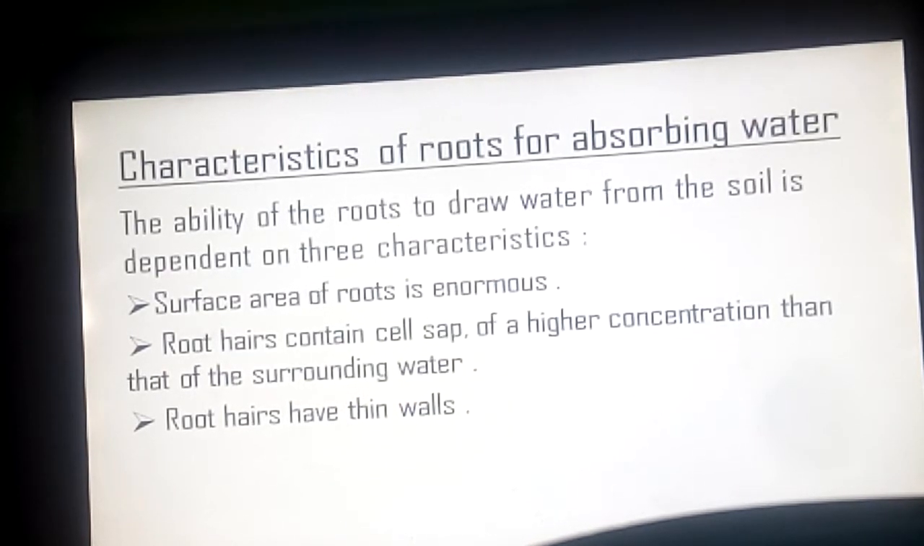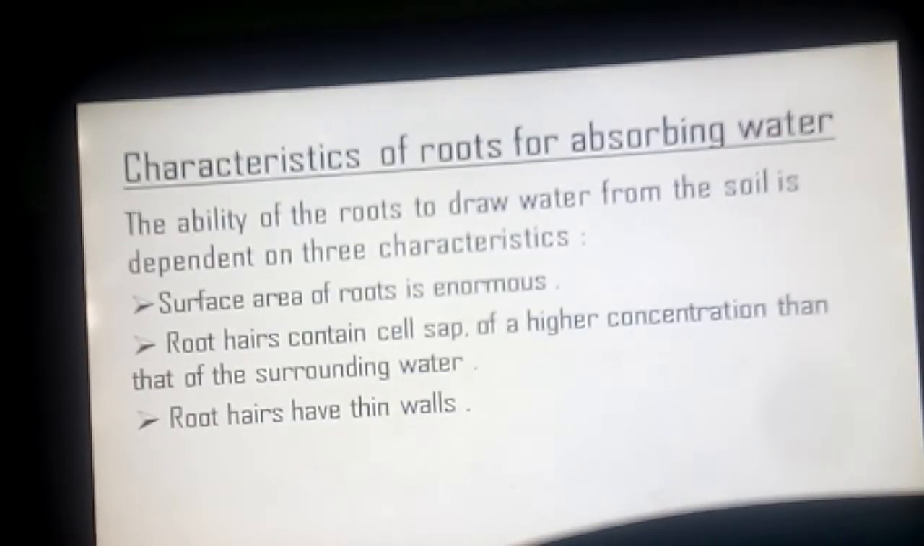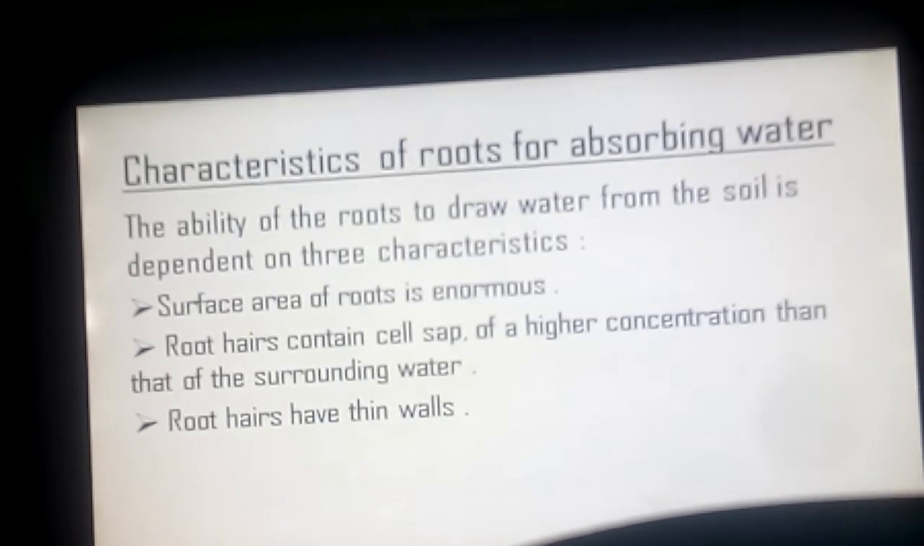Second point, root hairs contain cell sap of a higher concentration than that of the surrounding water. Root hairs are the extension of the outer cells of the root. They also contain large vacuoles filled with a solution called cell sap. Some salts are dissolved in it, and the cell sap therefore usually has a concentration higher than that of the surrounding water. This characteristic is an important requirement to draw in water from the outside, that is the occurrence of osmosis.